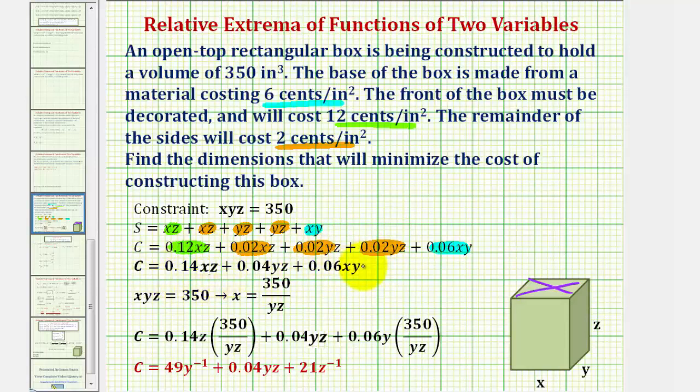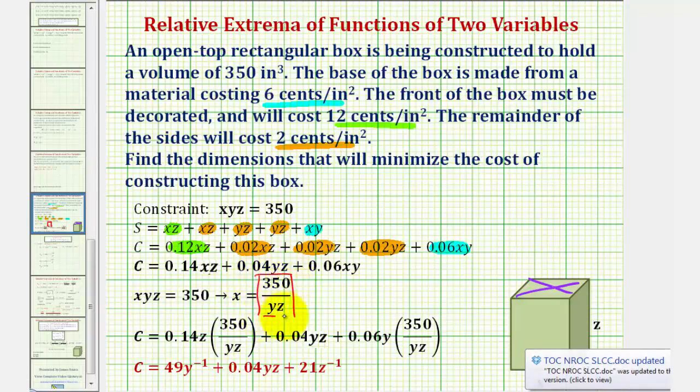But notice how we have three unknowns in this equation, so now we'll use a constraint to form a cost equation with two variables. If we solve our constraint for x by dividing both sides by yz, we can make a substitution for x into our cost function, where we can substitute this fraction here for x here and here. If we do this, we get this equation here, and if we simplify, notice how a factor of z simplifies out, and here a factor of y simplifies out.